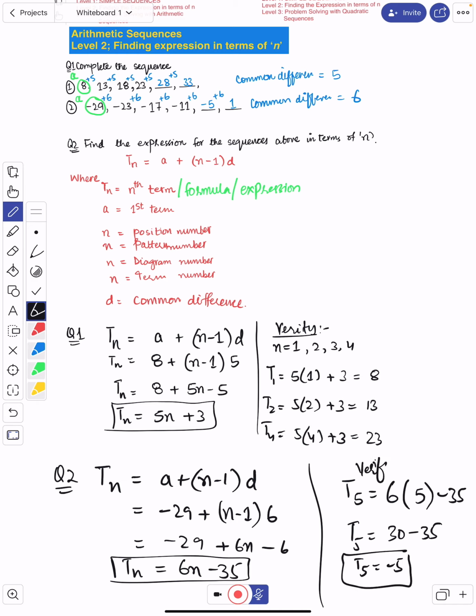So it means that your level 2 is ended here. You can practice more.